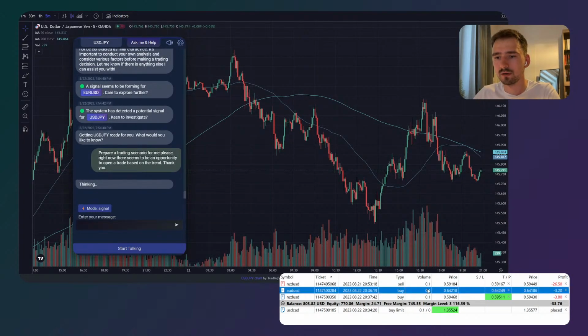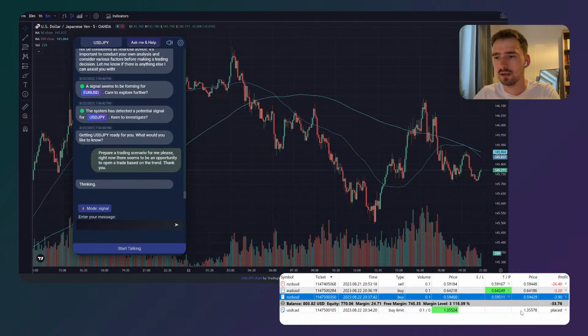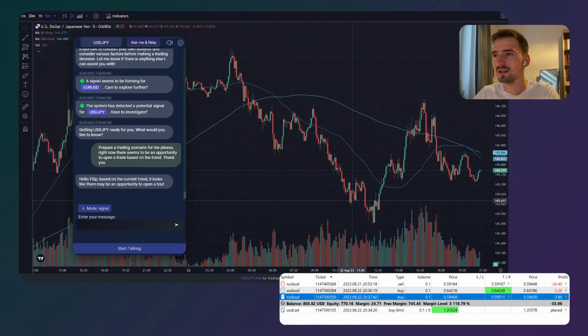Let me also double check on this trade. Just want to see what's going on. So we're waiting for the retracement here. And this is the NZD, it's just killing the game for us.